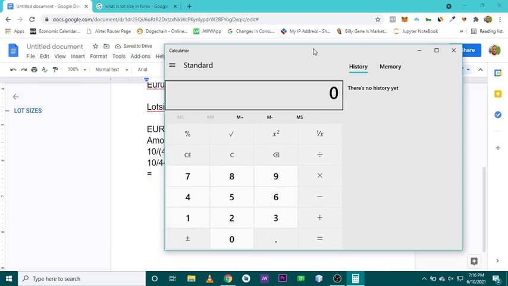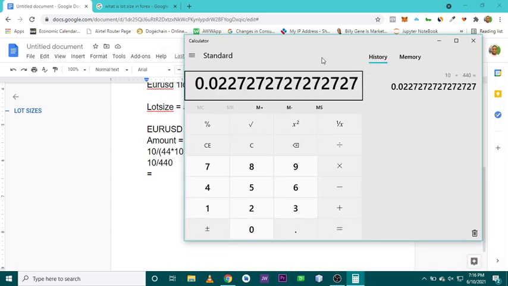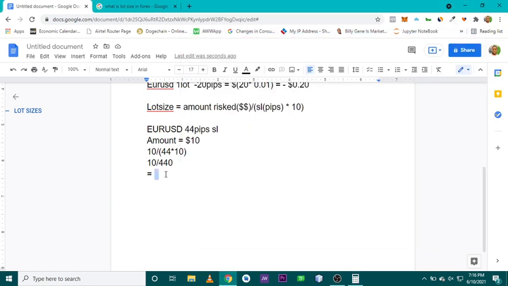Yep, so 10 divided by 44, my bad there, sorry, not 44, it's 440. This will give us 0.0227, but because we can't write 0.0227, we are going to approximate it to 0.02. So the appropriate lot size I'll use on this trade is going to be 0.02. Now this is a long way of doing this.